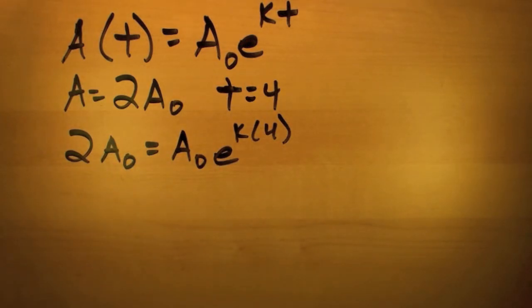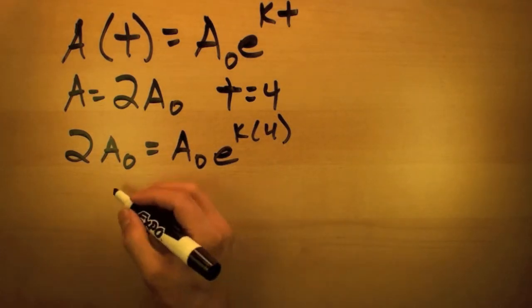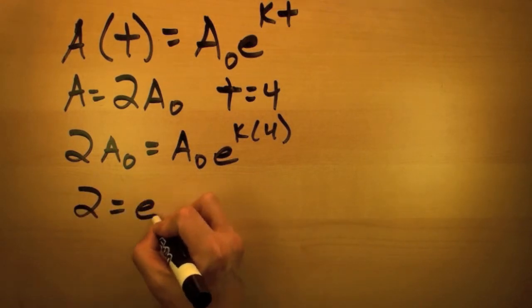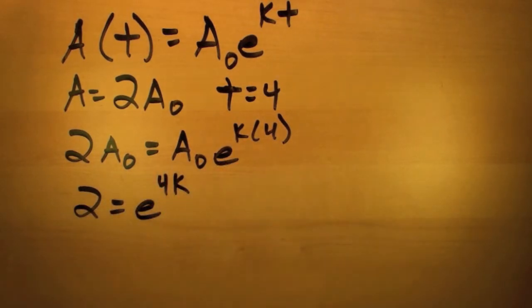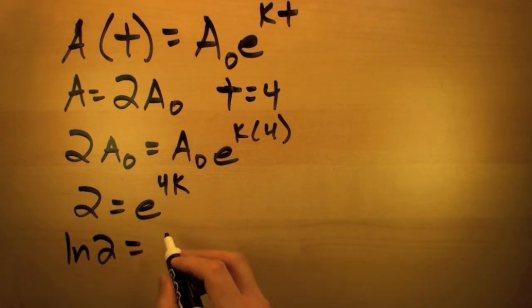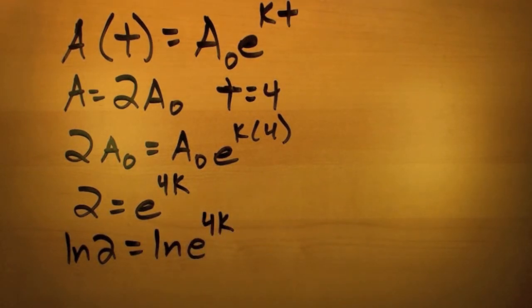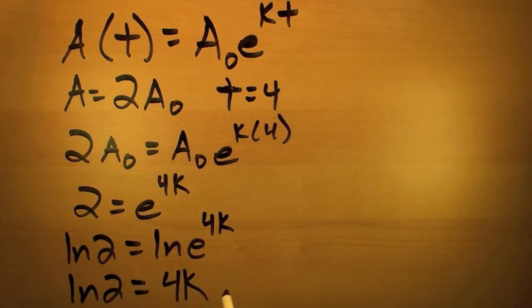The reason it doesn't matter what that initial amount is is because we can divide both sides by A sub 0, and that term goes away immediately. So 2 equals e to the 4k. Take the natural log of both sides. Natural log of 2 is equal to natural log of e to the 4k. Since natural log and e are inverse functions, we just end up with 4k over here.